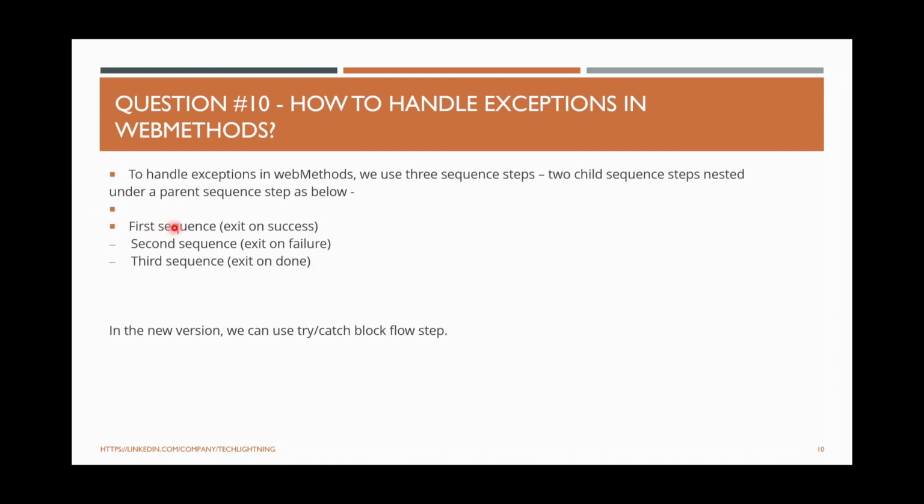The first sequence is called the main sequence, the second sequence is your try block, and the third sequence is your catch block. This is how we have to handle exceptions in webMethods. In earlier versions, in order to achieve this try catch mechanism, we used a sequence itself. But in the new version, we have a try catch block itself, which you can drag and drop and use for your exception handling.